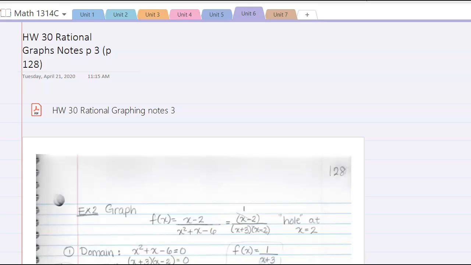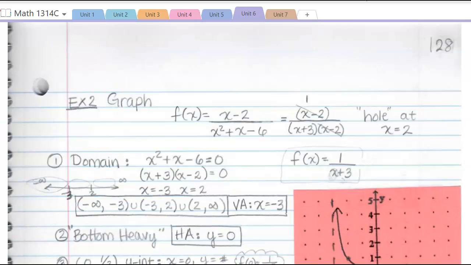This video will cover the third page of notes on the topic of rational graphs. Let's do a couple of examples. Here we have example number 2, in which we are asked to graph f of x, where f of x is (x minus 2) over (x squared plus x minus 6).